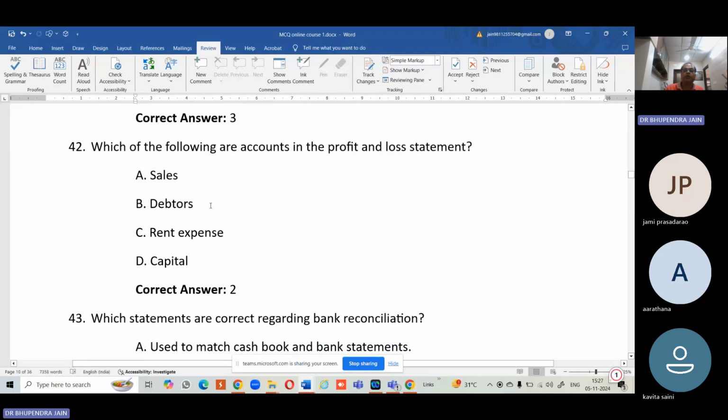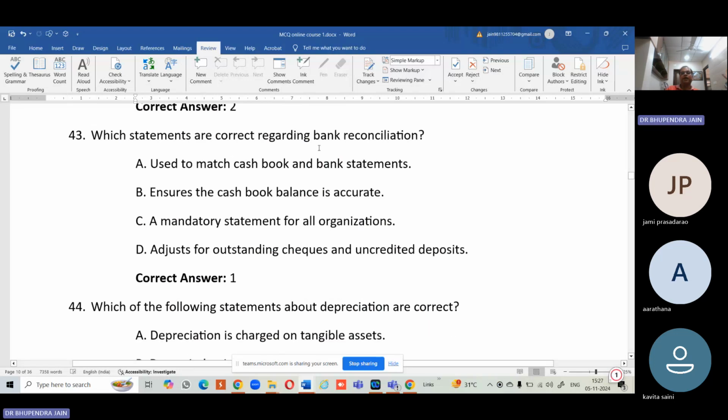Which of the following accounts are in the profit and loss account? No, the question is wrong. The question does not have an exactly right answer. So leave this question, we will correct it.